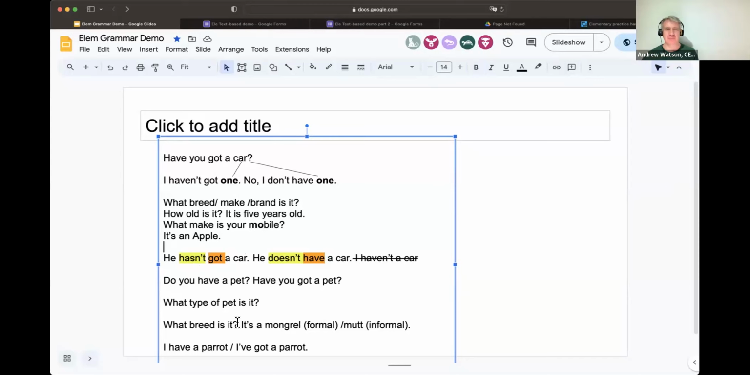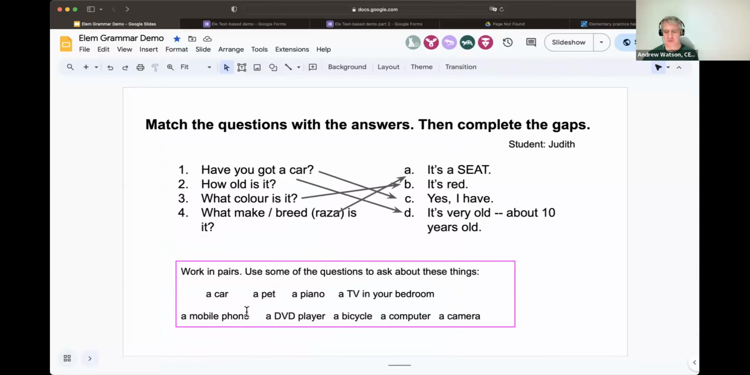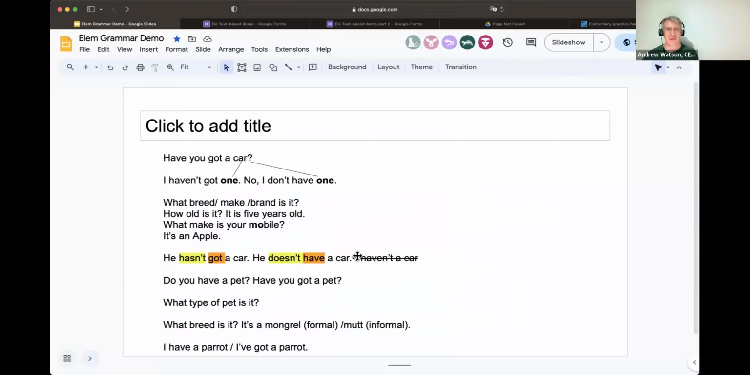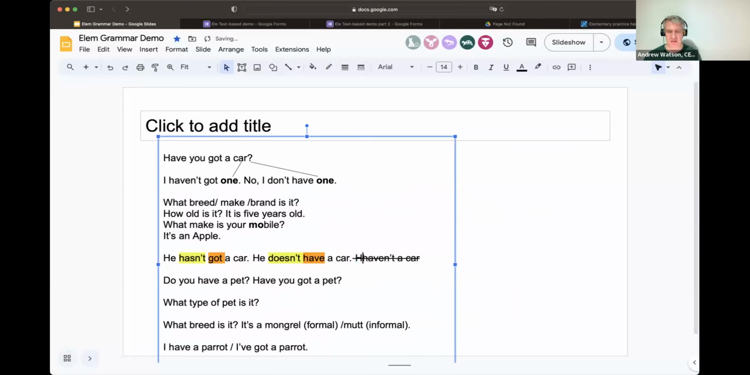Good. It's an Apple. Okay, so notice for the negative, hasn't got. You can also say doesn't have, right? He doesn't have a car. We can use the auxiliary do with the main verb have. But we don't say I haven't a car usually. We usually say he hasn't got a car, he doesn't have a car. So we wouldn't really say this either. He hasn't a car.